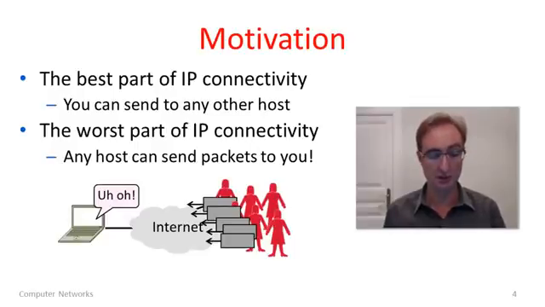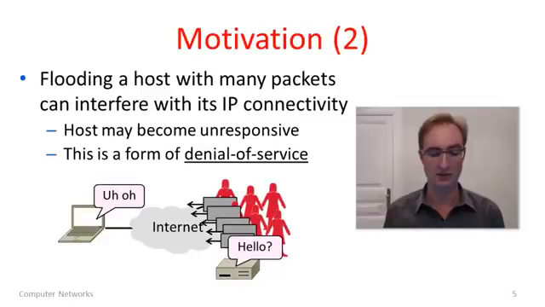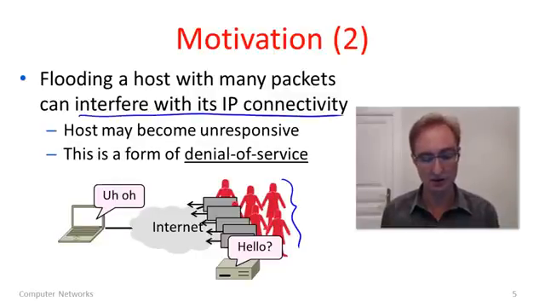You've seen this before. The best part of IP connectivity, you can send to any other host. The worst part of IP connectivity, any other host can send to you. And other hosts who you don't know or don't like can send lots of nasty stuff to you. In fact, if there are many of them, as there are here, Trudy has really become an army of Trudies, if you like. Trudy, or the army of Trudies, can flood a target host by simply sending packets to it across the network. If you send enough packets, this interferes with IP connectivity.